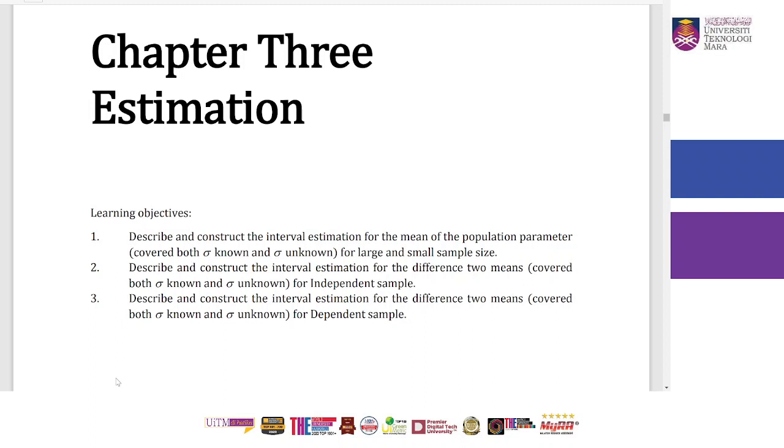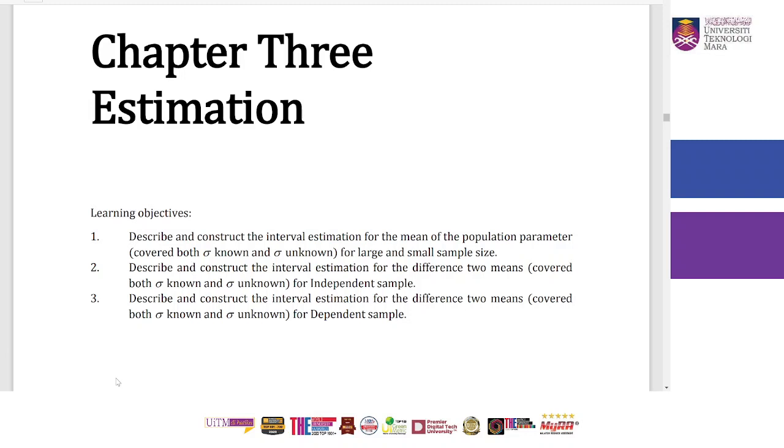Okay, so the learning objective for this chapter is to describe and construct the interval estimation. So this is the most the point that we want to elaborate in this discussion. So how to construct an interval estimation for the mean of the population parameter, and for this case we're going to cover for both the sigma known and sigma unknown. So sigma ni adalah standard deviation for the population. So standard deviation population, dengan kata lain, dengan some textbook they are using with known variance and unknown variance.